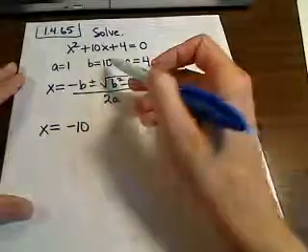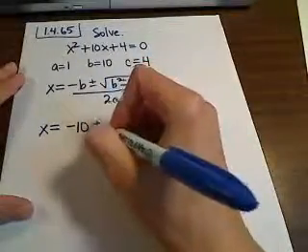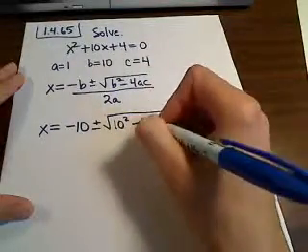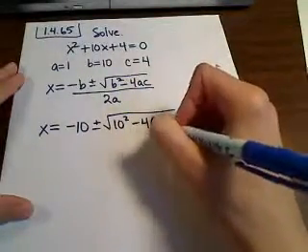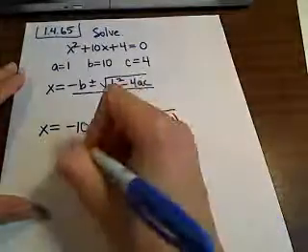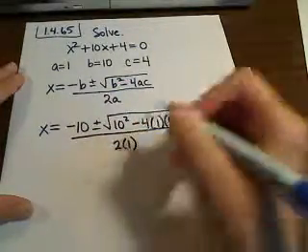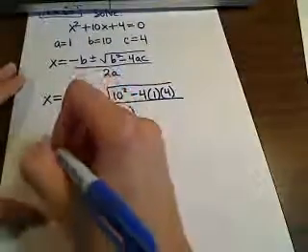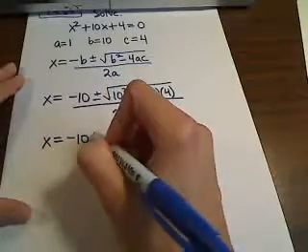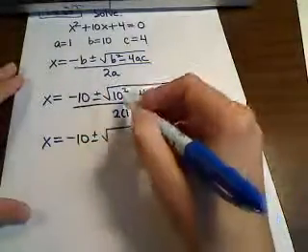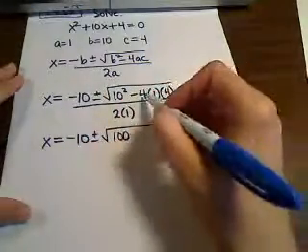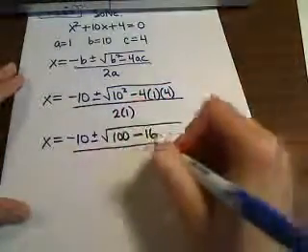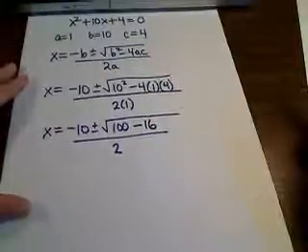So it's going to look like this. Negative 10, plugging 10 in for b, plus or minus the square root of b squared, so that's 10 squared, minus 4 times my a is 1 and my c is 4, and this is all over 2 times 1. Okay, and now what we need to do is simplify. So this is negative 10 plus or minus the square root of 10 squared is 100, and then I have 4 times 4 here is 16. Okay, and this is all over 2.